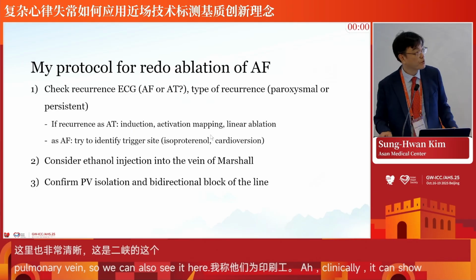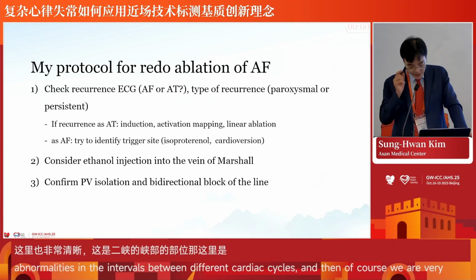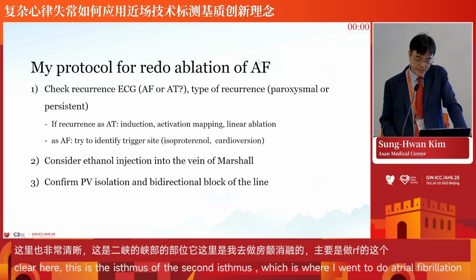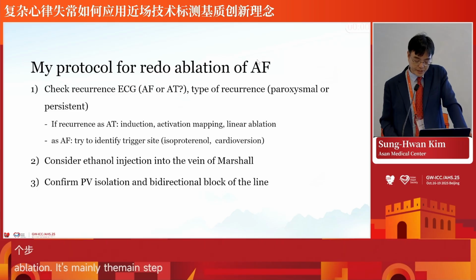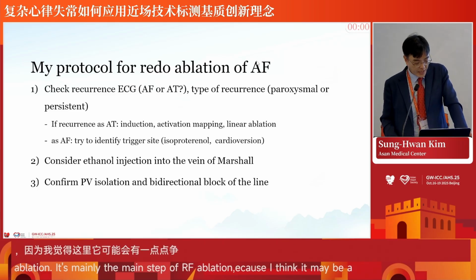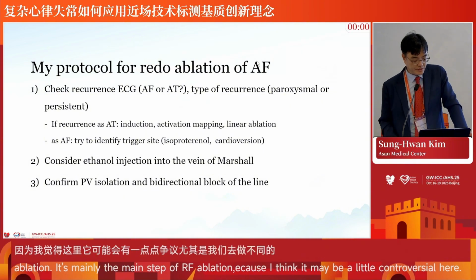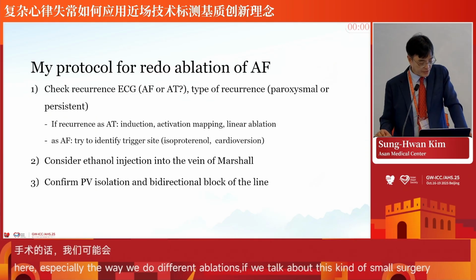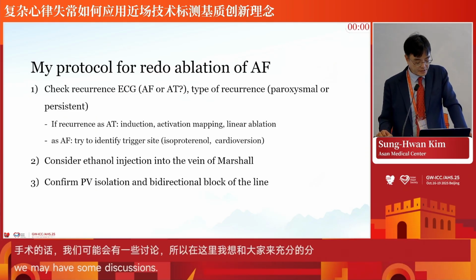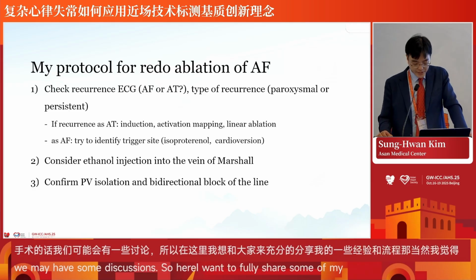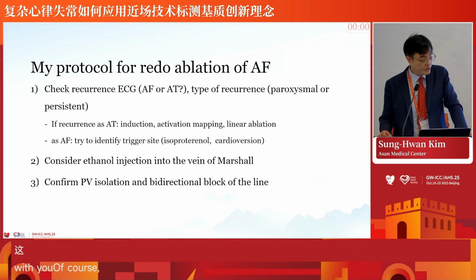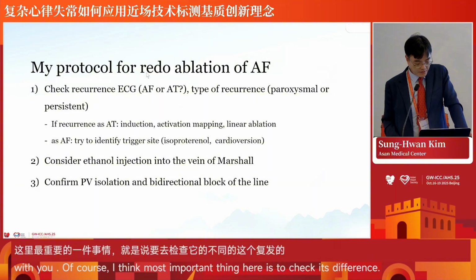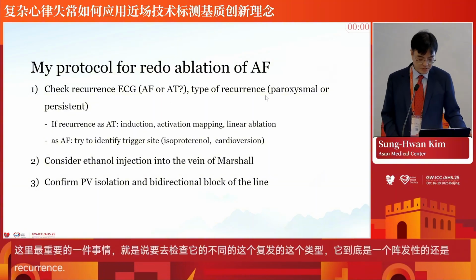This is my protocol for redo ablation for atrial fibrillation. In the case of a de novo procedure for atrial fibrillation, there is a little debate regarding the strategy of ablation. But in the case of a redo procedure, there is some debate. So I'd like to share my experience with you. At first, I think the most important thing before the redo procedure is to check the recurrence and what type of recurrence it is: atrial fibrillation or atrial tachycardia, paroxysmal or persistent.